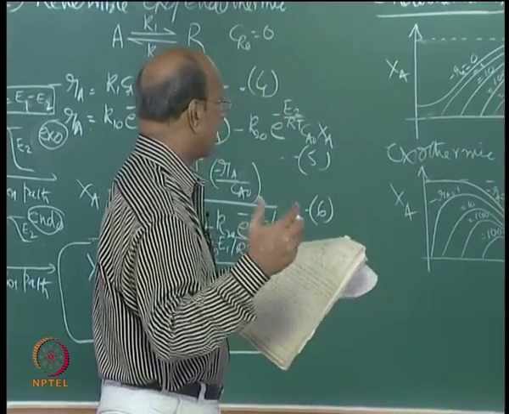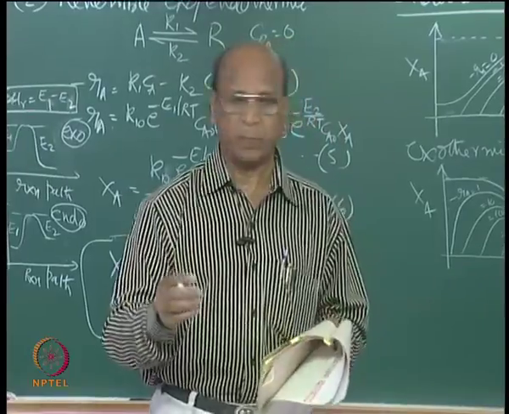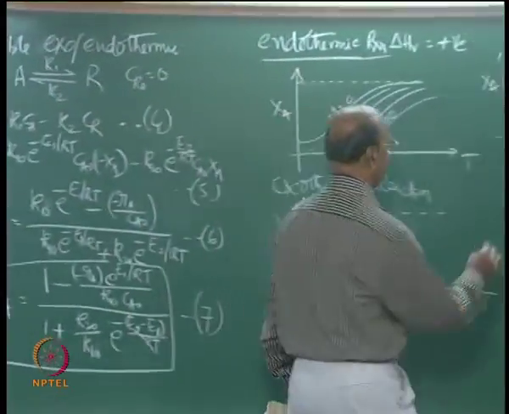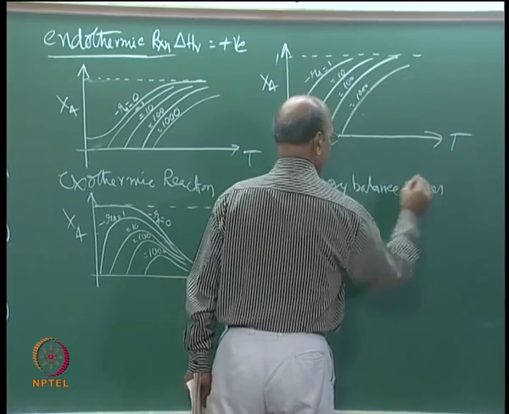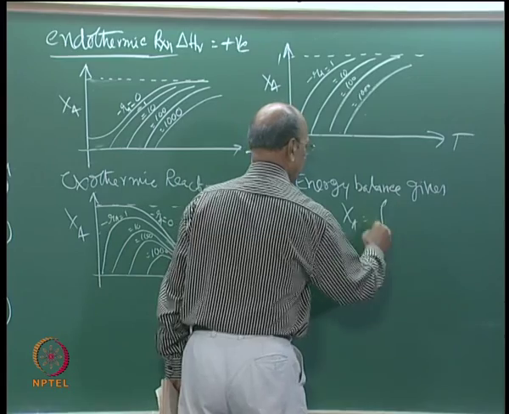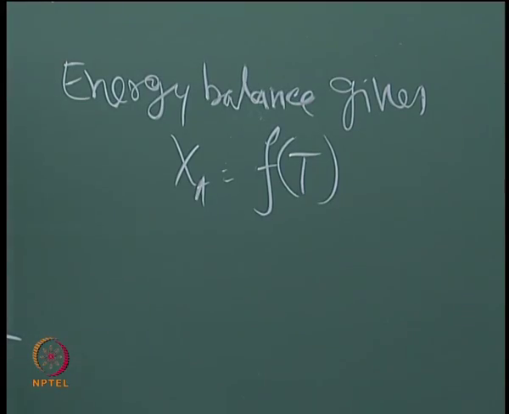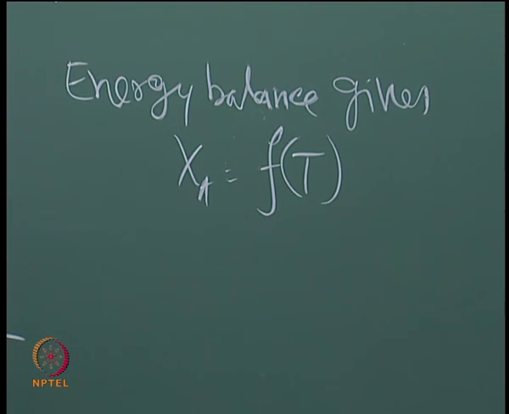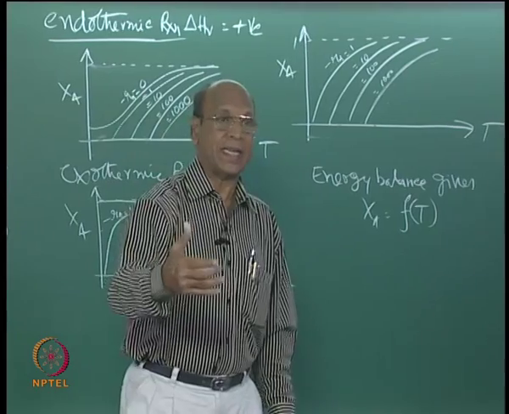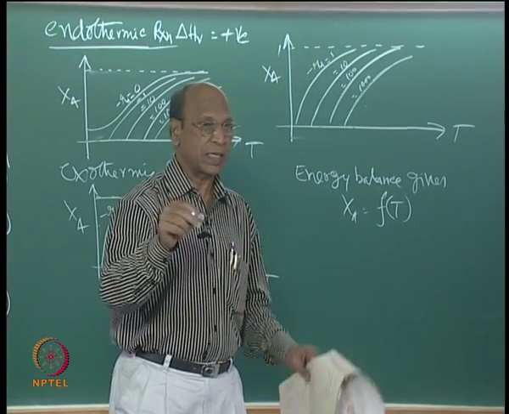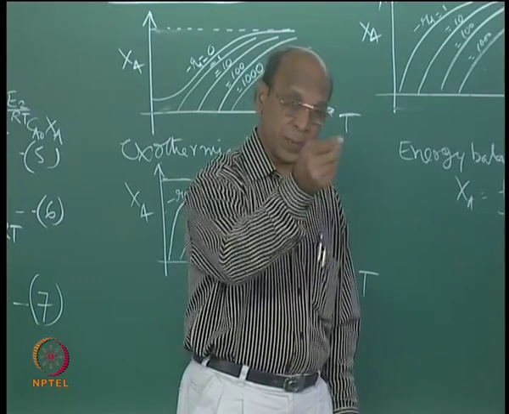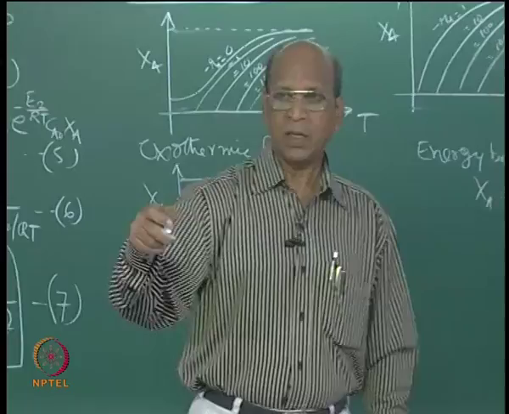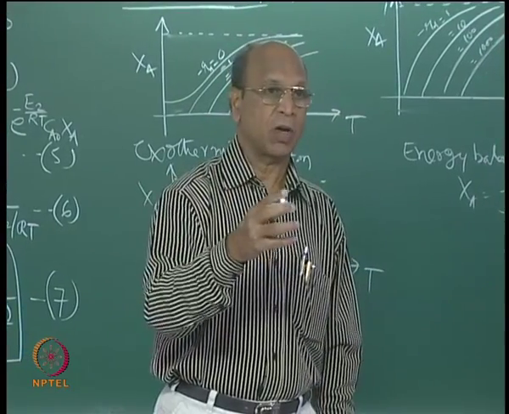So, the conversion versus temperature line, or that relationship, okay. I will also tell you here, the energy balance gives XA as a function of temperature. And of course, we are taking here, for simplicity, delta HR as constant over that wide range. So, if I have the adiabatic case and delta H is not varying with temperature, not only delta HR, there is another thing which varies with temperature in the energy balance, Cp. Cp can also vary with temperature, right?